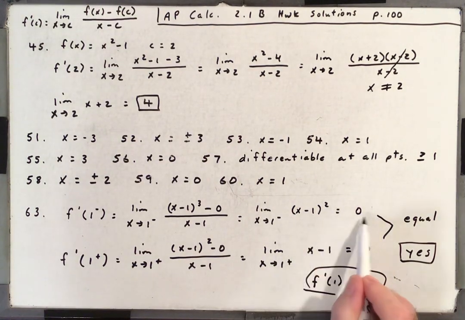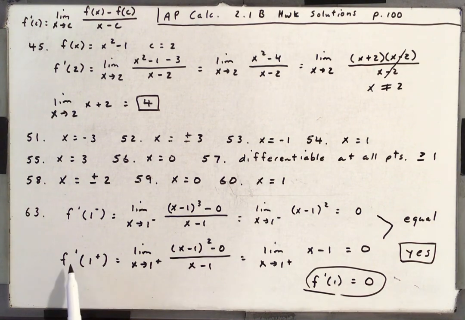1 minus 1 is 0, so that's 0. And then we'll do the same thing from the right. f of x is x minus 1 squared. f of c, plug in a 1, and you're going to get 0 over x minus 1. Then x minus 1 squared over x minus 1 would reduce to just x minus 1.